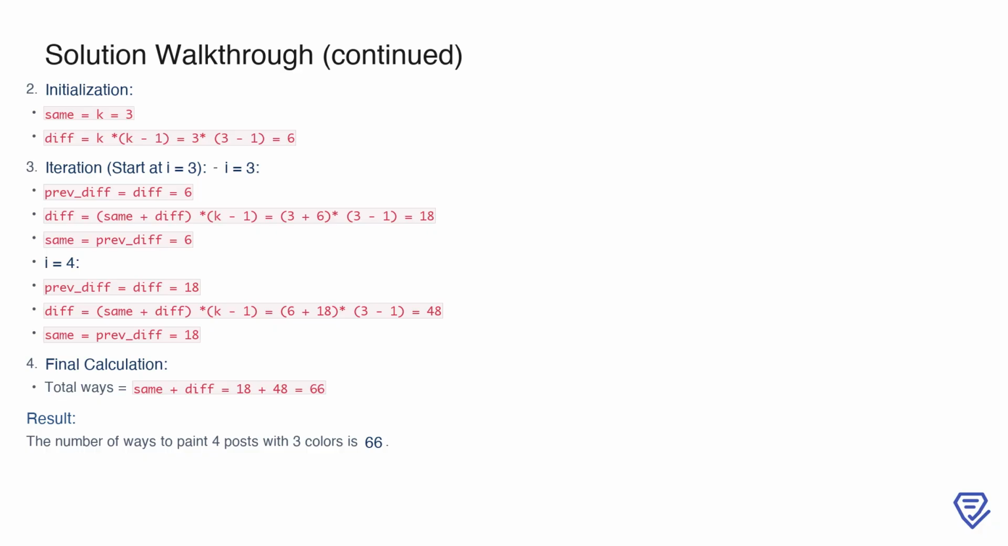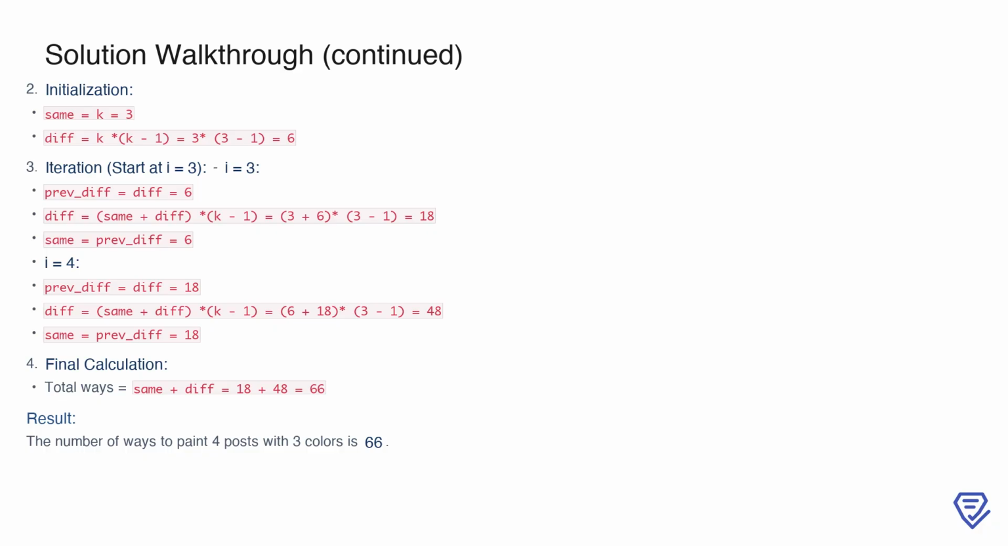For i equal to 3, prev_diff is set to the current value of diff, which is 6. The new diff is calculated as the sum of same and diff, multiplied by k minus 1. This evaluates to 18. Same is updated to the value of prev_diff, which is 6. Next, for i equal to 4, prev_diff is updated to the current diff, which is now 18. The new diff is calculated as the sum of same and diff, multiplied by k minus 1, resulting in 48. Same is updated again to the value of prev_diff, which is 18.